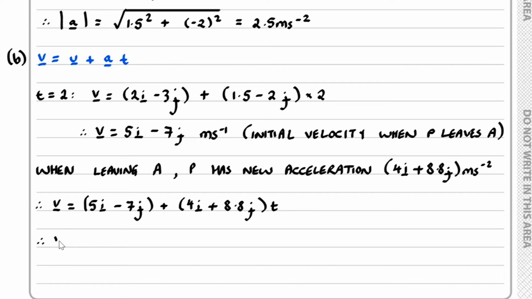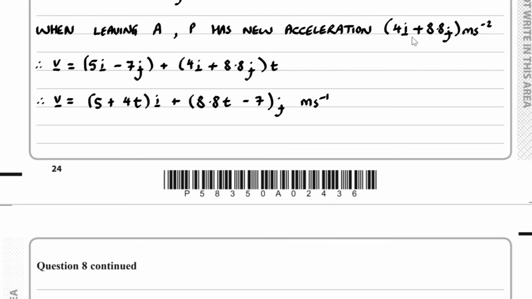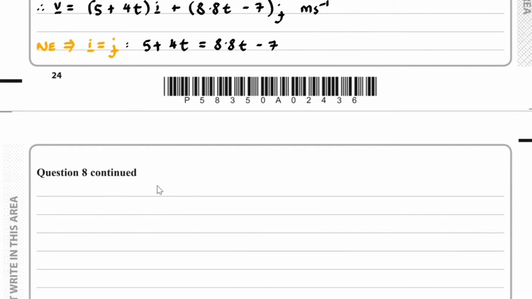So in terms of the i's, we have 5 plus 4t of them, and in terms of the j's, I've got 8.8t subtract 7 of them, and we have meters per second. And what we also know is it's travelling northeast, and for northeast the i component is equal to the j component. So if I use that, I have 5 plus 4t, that's the i component, and that's equal to 8.8t subtract 7, which is the j component. So I've got 4.8t equals 12, and so therefore t equals 2.5 seconds. And that's exactly what we wanted to find out.